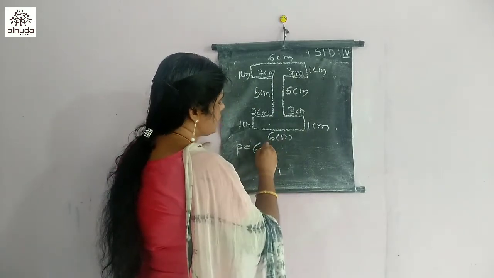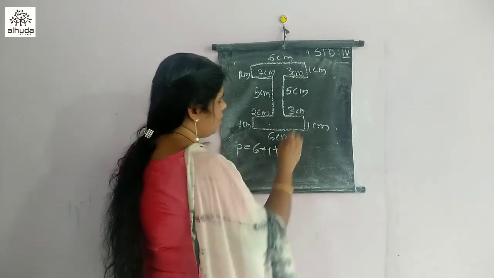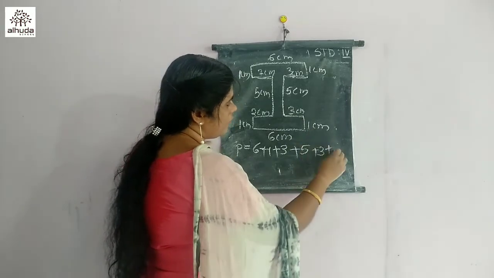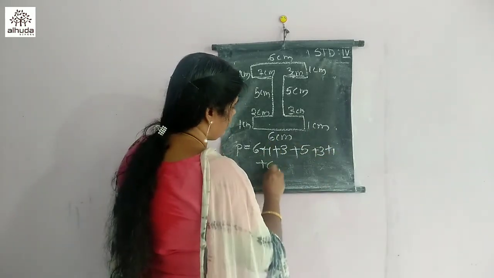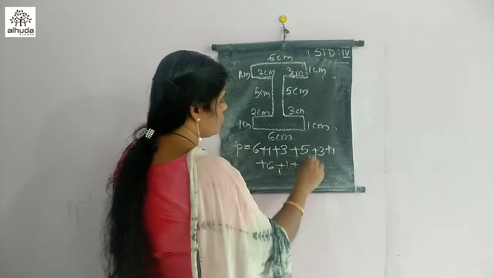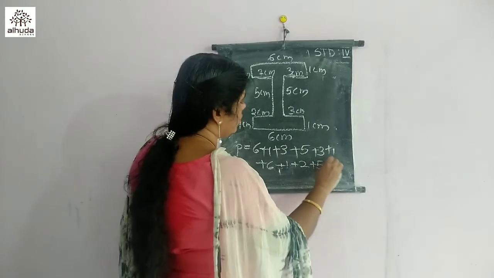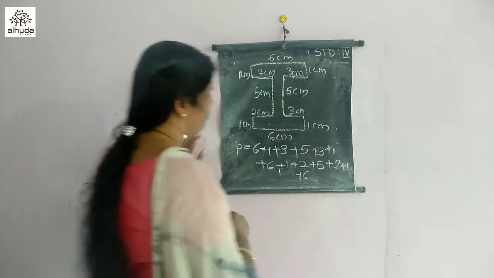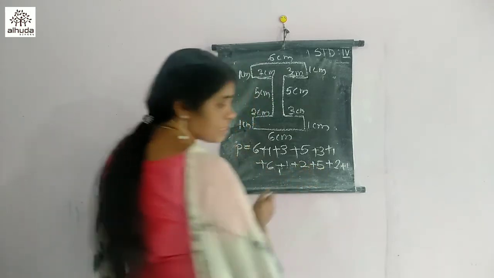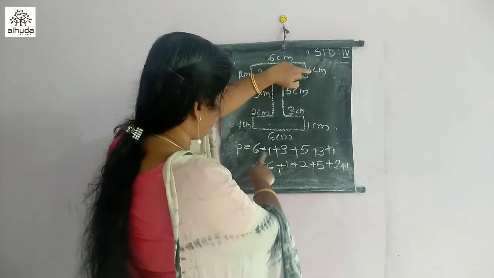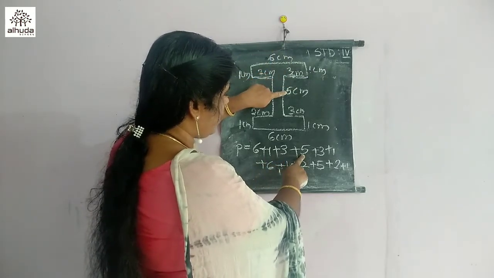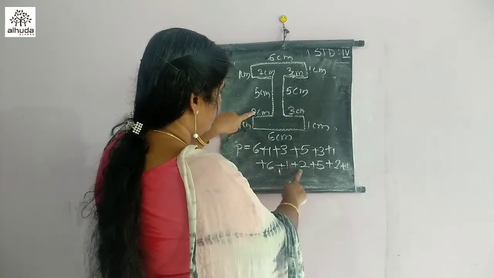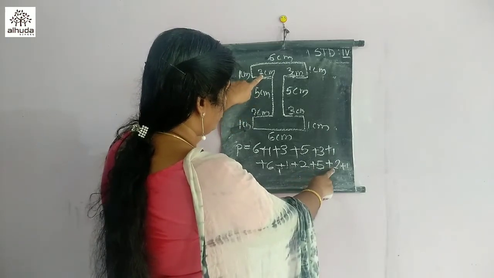6 plus 1 plus 3 plus 5 plus 3 plus 1 plus 6 plus 1 plus 2 plus 5 plus 2 plus 1. 6 we started, no? 6, 1, 3, 5, 3, 1, 6, 1, 2, 5, 2, 1.